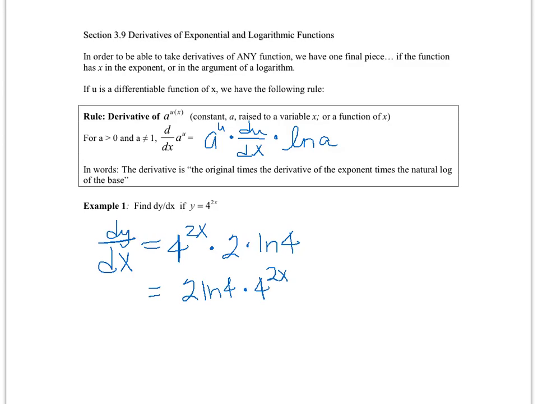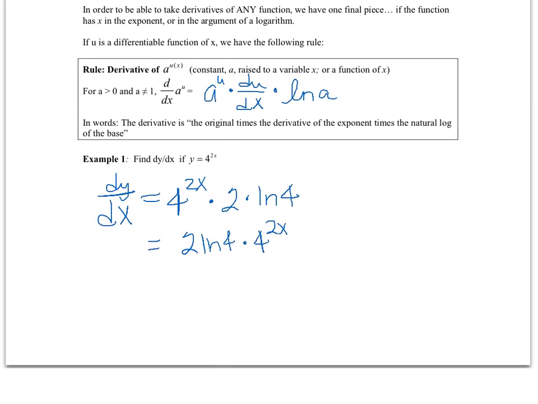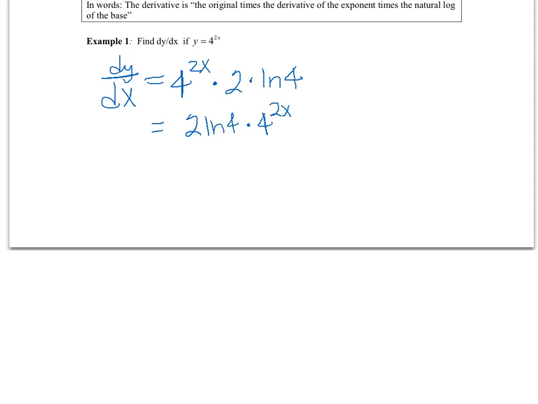But this 4 is being raised to the 2x, so you can't multiply this 4 with this 2 and make it 8 to the 2x. It doesn't work like that. Order of operations still prevails. But that's it for example 1. And we'll go on to the next page.